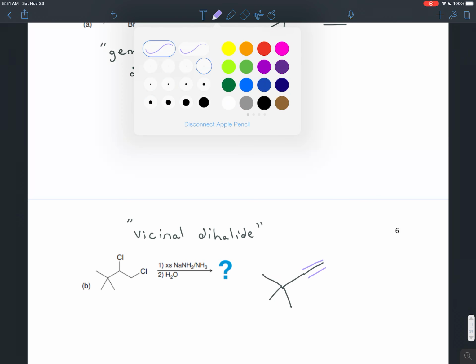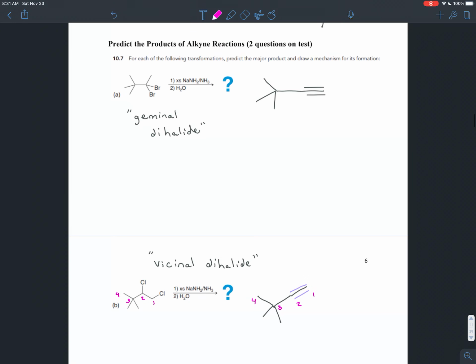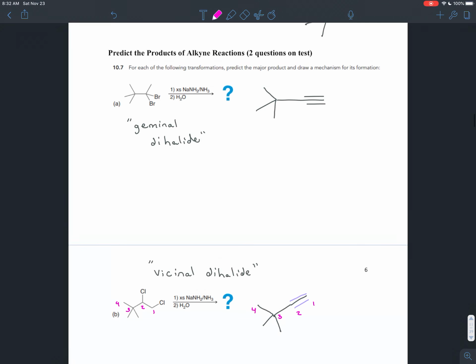You'll notice that they have the same number of carbons. So 1, 2, 3, 4, and here I'm just numbering it to keep track of stuff. I'm not numbering it in the way that I would to name it. But you can see you have the two methyl groups on carbon 3, and in between 1 and 2, where you had the leaving groups, you formed a pi bond, 2 pi bonds.